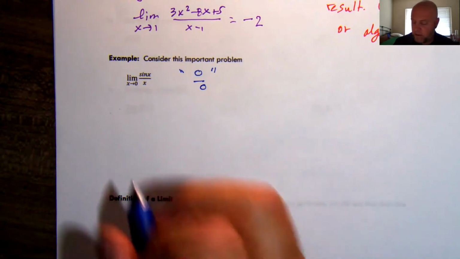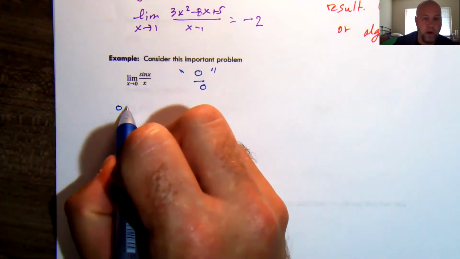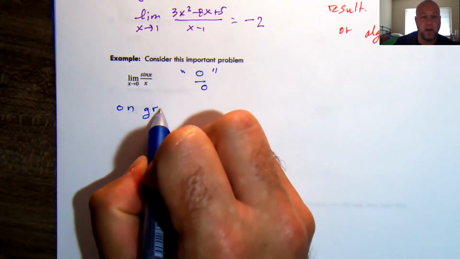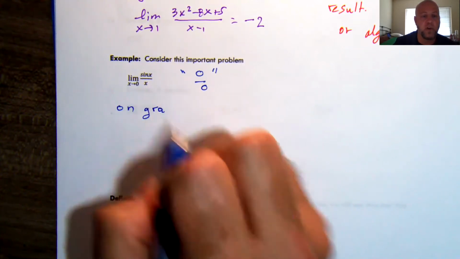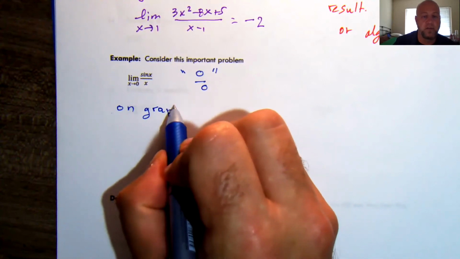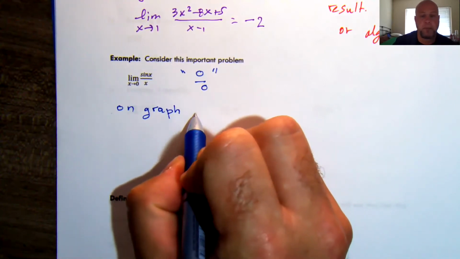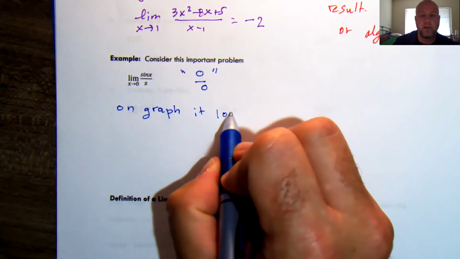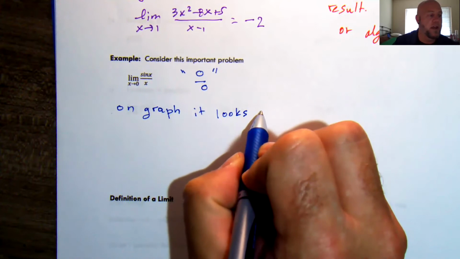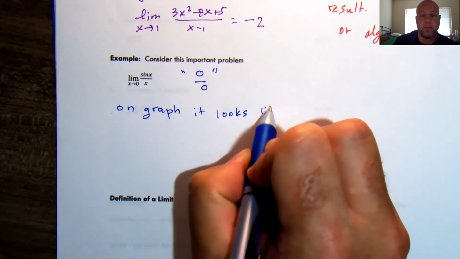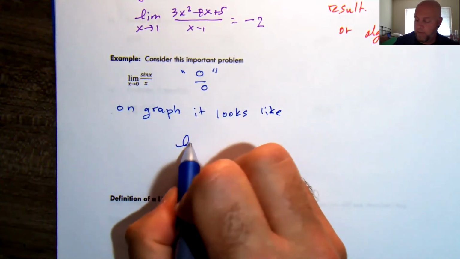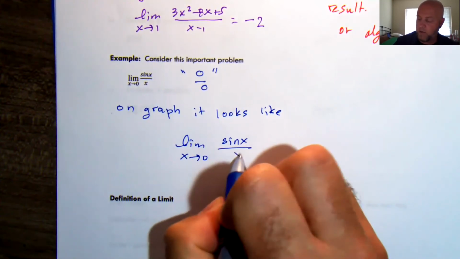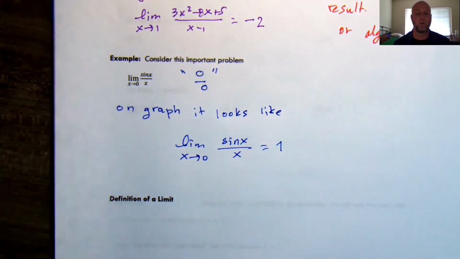So we could go back to the graph of this one, and I'd like you to pause the video for a moment, pull up desmos.com/calculator, type in sin x over x, and look at the graph yourself. And if you took a chance to do that, you can see that from the graph, it looks like the limit as x approaches 0 of sin x over x is equal to 1.